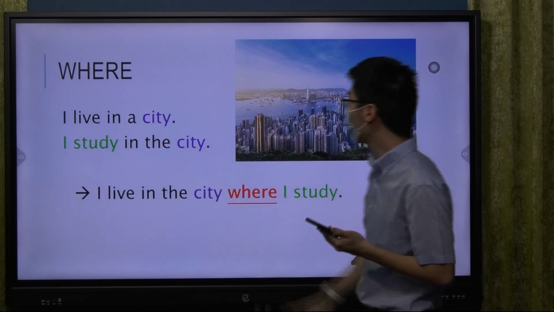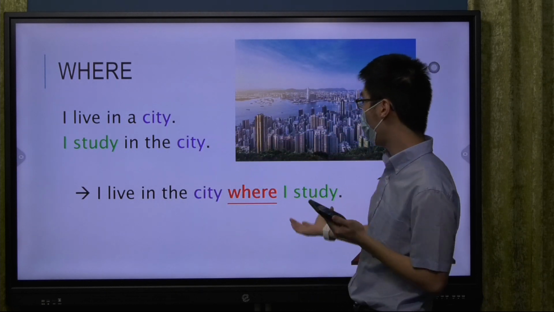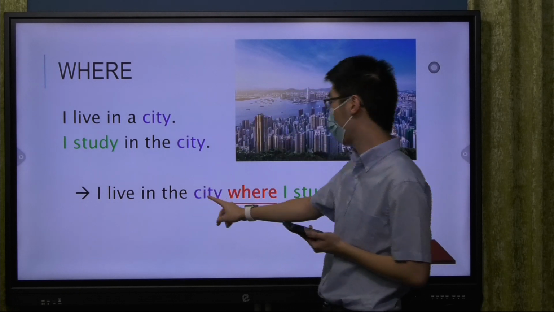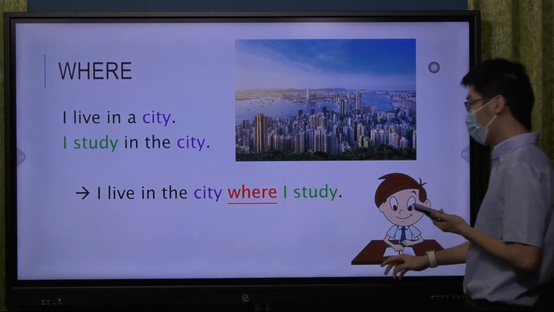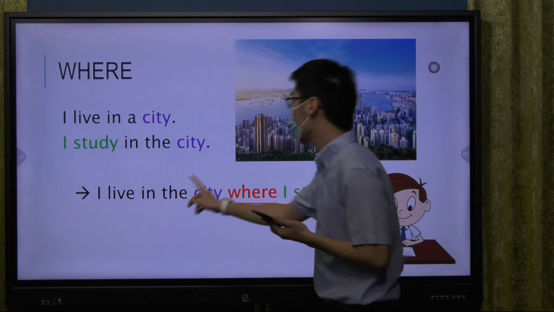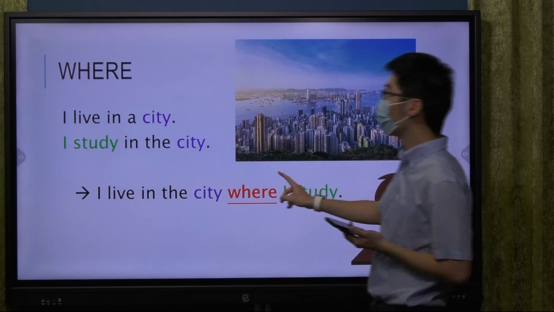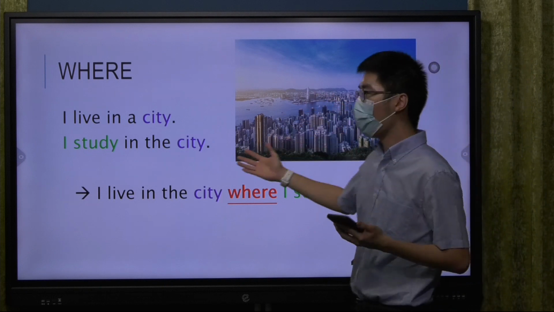So to combine these two sentences, we can make a sentence using the relative pronoun where, and then we make: I live in the city. So which city am I talking about? Where I study, okay? So I'm describing which city I live in. It's the place I study in. So it is giving you more information about where I'm talking about.